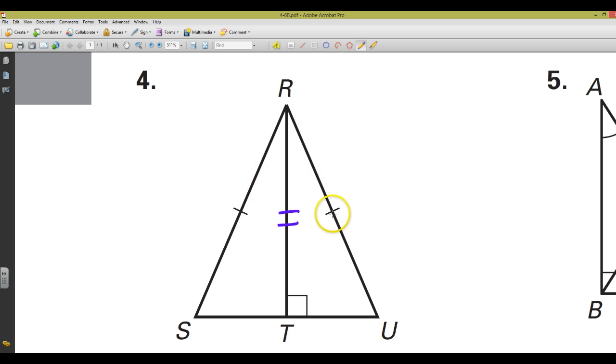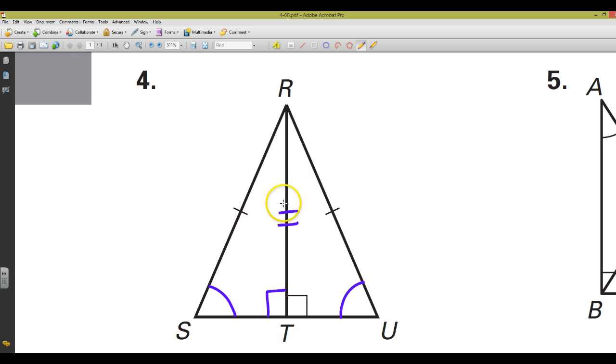I see that the big triangle, SRU, has two congruent sides. So if these two sides are congruent, then the angles opposite from them will be congruent. So angle S is congruent to angle U, and that's by the isosceles triangle theorem. Then I also see that I have a right angle right here, so I know that I would have a right angle on the other side by the definition of perpendicular lines.